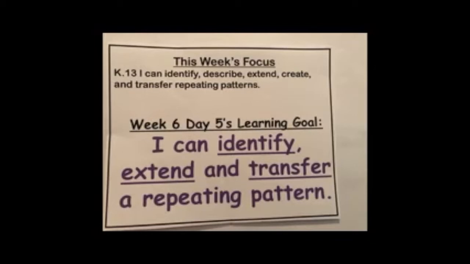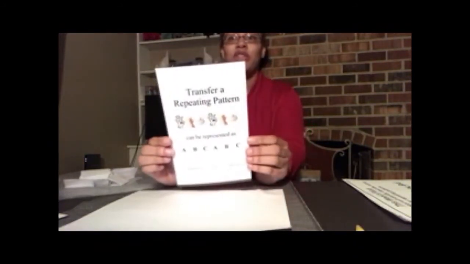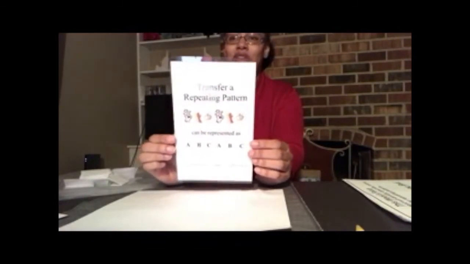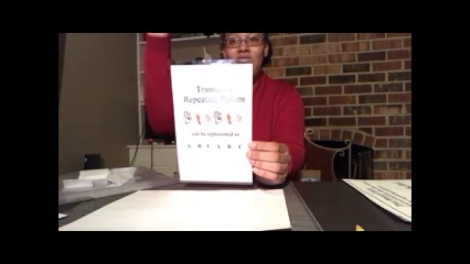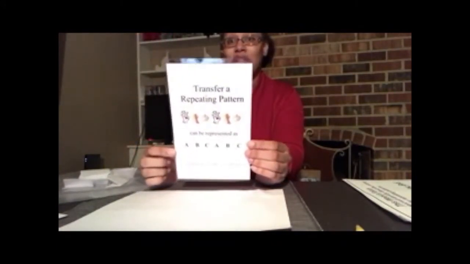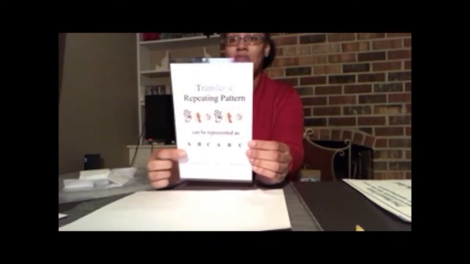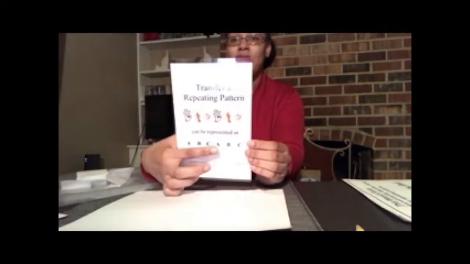Okay, so let's go over what a transfer means. So we have been identifying a repeating pattern. We have learned how to extend our repeating pattern. We've talked about transfer, but let's go over transfer. So remember, transfer a repeating pattern. So if we're doing snap, high five, clap, snap, high five, clap, can also be transferred into A, B, C. A, B, C.